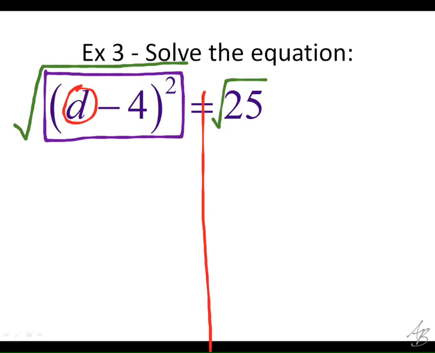All right, so on the left side, what do I get when that square and square root cancel each other out? What's left? D minus 4. And on the right side, the square root of 25 is 5. It also could be negative 5. All right, but like I said, we're not worried about that. Now, I just need to get the d by itself. This is a pretty easy one, right? What do I do?